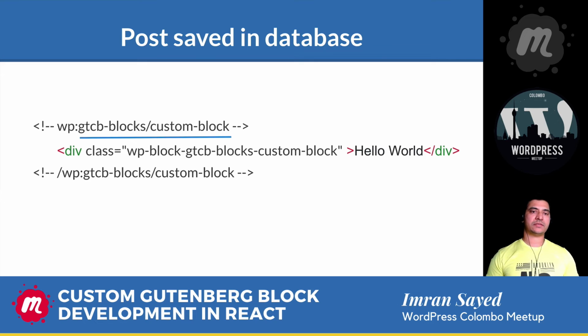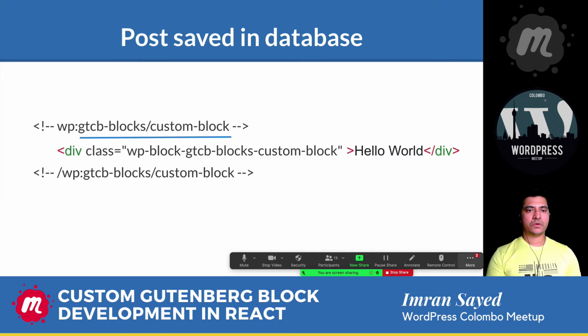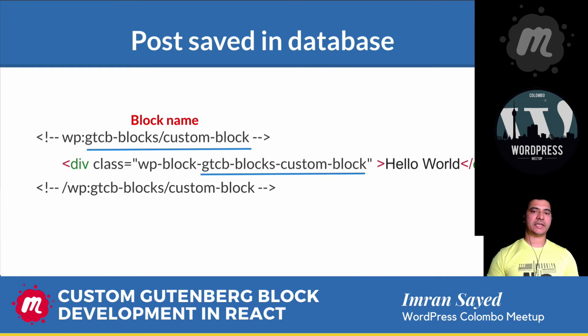So this part that you see is interesting. This is the block name. Remember, this is the block name we gave when we were calling that register block type function to register our block, right? So that's the block name. It's being shown in the comment delimiter. So what you see over here is called comment delimiter. Okay, so we discussed this block name and how this content looked in the database.